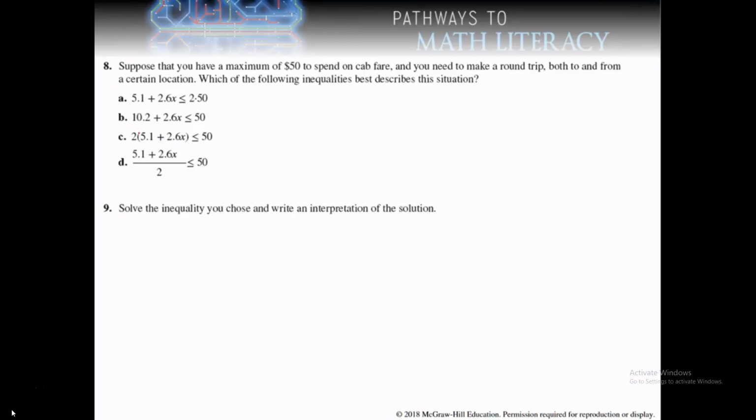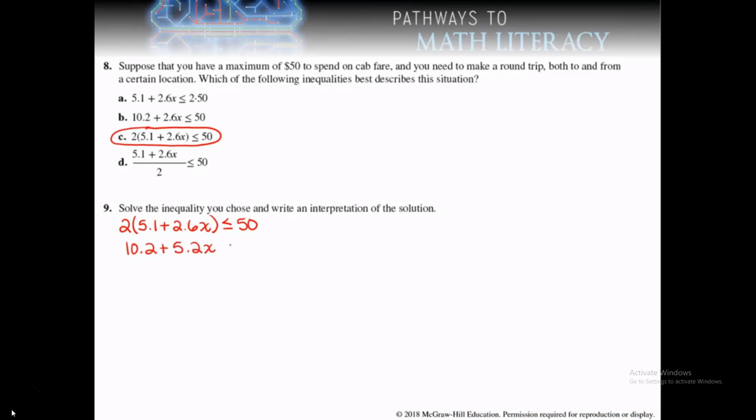And then in 9, we're going to go ahead and solve that. They've switched the variable from an m to an x, but that doesn't really matter. Either way, the first thing that we need to do is distribute the 2 on the left, because we can't really solve this with the parentheses in there. So distributing the 2, I get 10.2 plus 5.2x, and that's still less than or equal to 50.